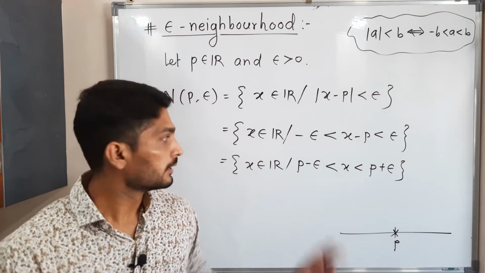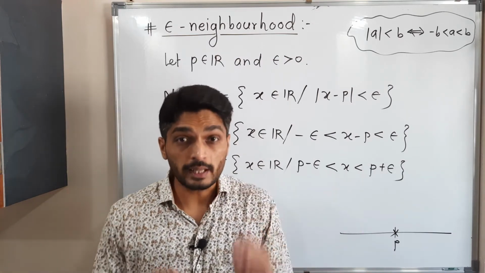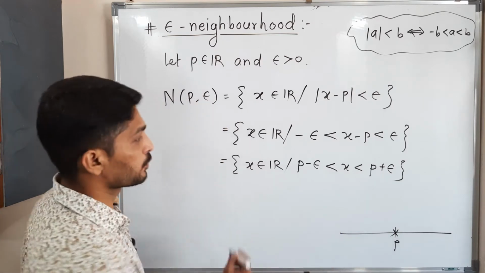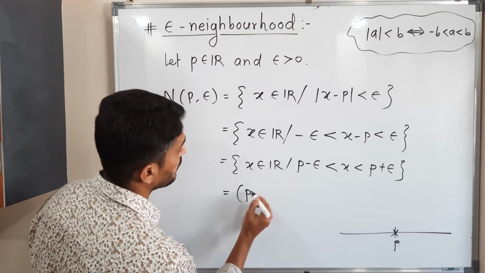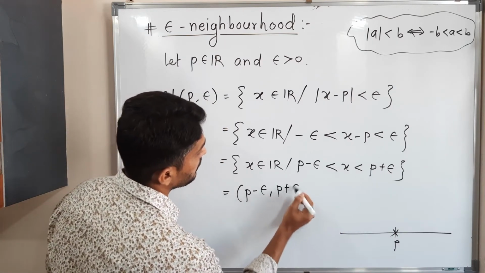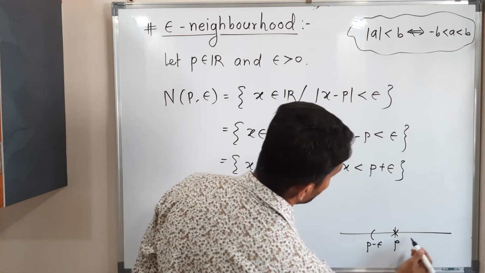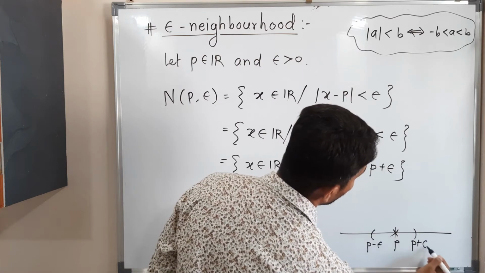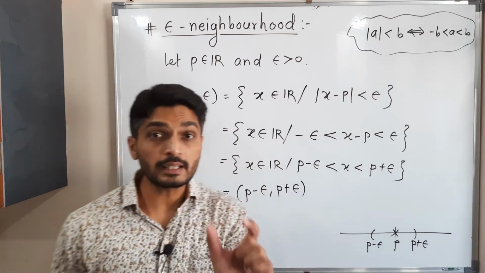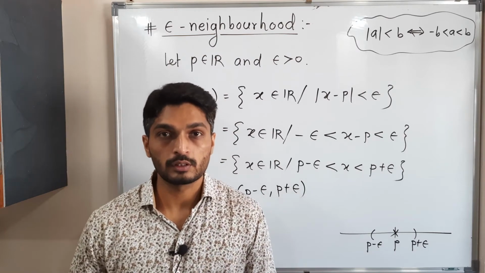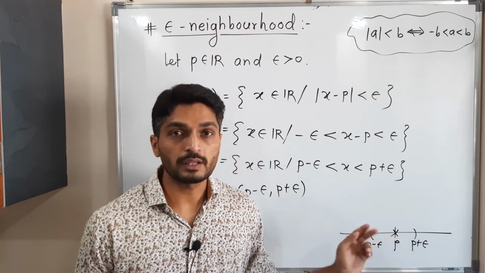So it is a collection of points which lie between P minus epsilon and P plus epsilon. That means this is nothing but the interval (P minus epsilon, P plus epsilon). So P minus epsilon will be here, and this is P plus epsilon. This is an interval having center P and radius epsilon. That means points which are very close to P.